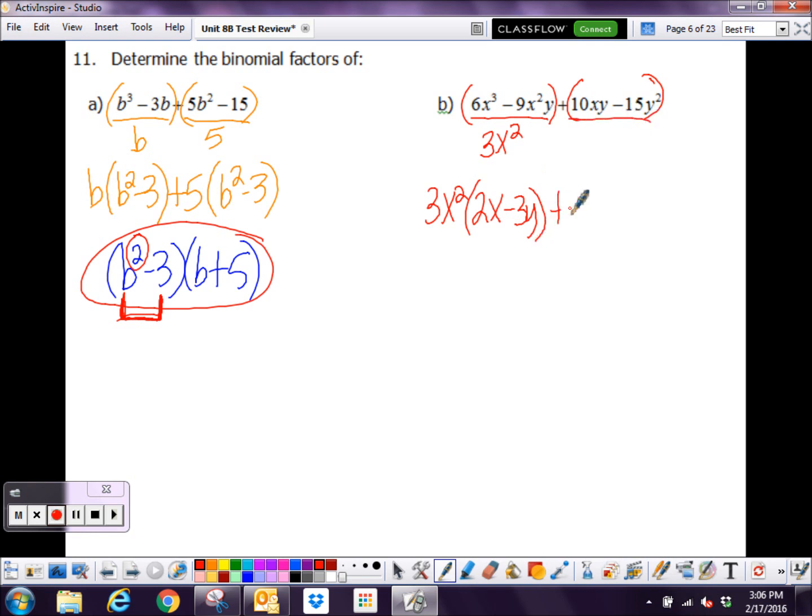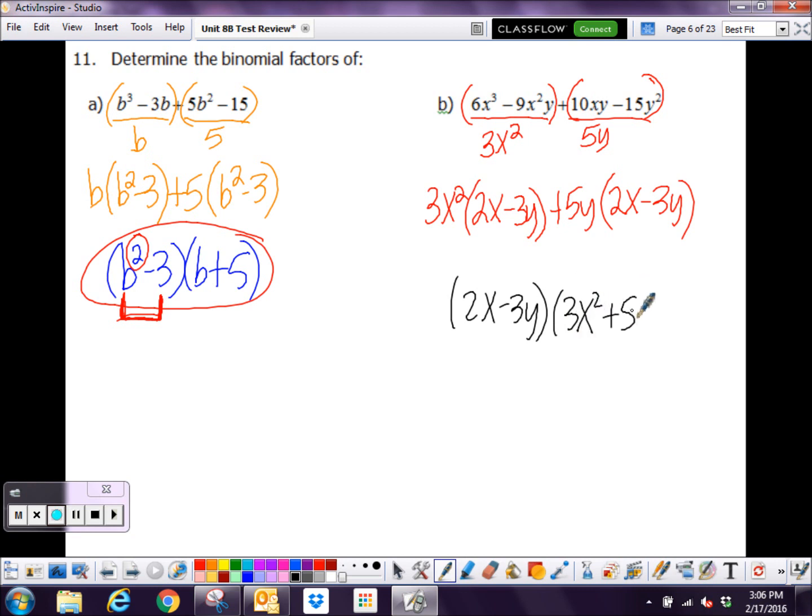Okay, now I'm going to look at my second group. My second group has a 5 and a y in common. If I factor that out, that leaves me with 2x minus 3y. Notice our groups are the same. So my answer here is 2x minus 3y and 3x squared plus 5y.